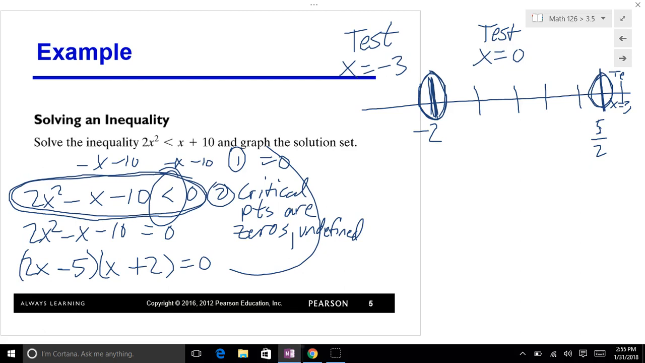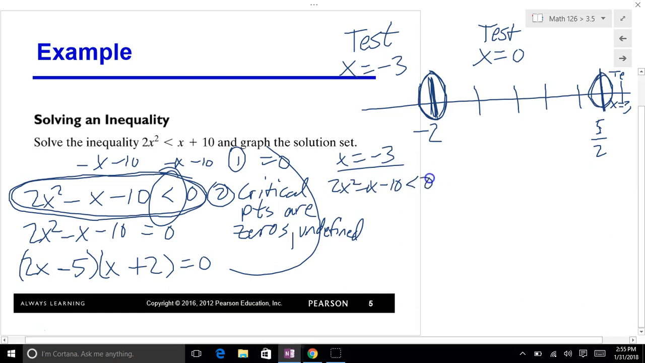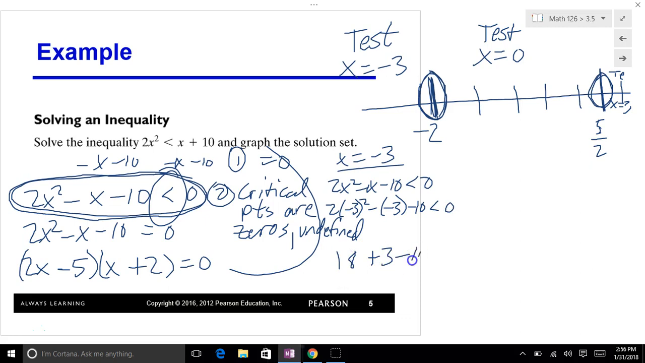Okay, so if we test x equals negative 3, what we're looking for is when we plug it in, is it true or false? So 2 times 9, we got 18, plus the 3, minus the 10, so we got 21 minus 10, we got 11. Is 11 less than 0? False. So negative 3 is not going to work, nor is anything to the left of negative 2. That's what it's telling us.